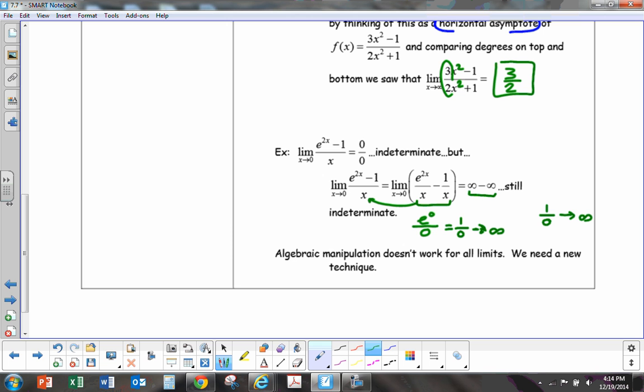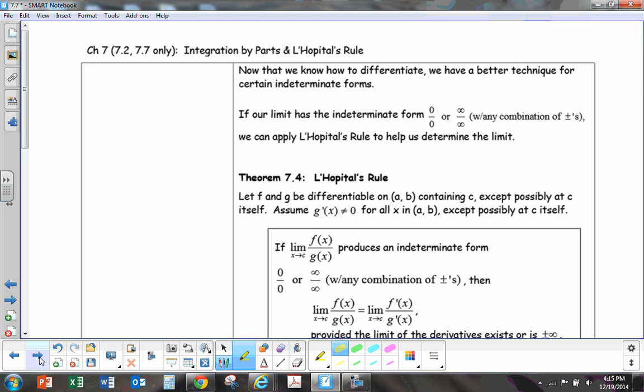I've exhausted my options as far as algebra. I've looked at common denominators, putting it together, taking it apart. I can't really do anything there. So algebraic manipulation isn't going to work for everything. But in chapter 1, that's really all we knew about. Well, now you know about derivatives, and it turns out there's a connection between derivatives and limits if you're in certain cases. So if I have an indeterminate form, 0 over 0 or infinity over infinity, those are the only two we're going to talk about for L'Hopital's rule. But if that's your indeterminate form, then you can apply L'Hopital's rule.